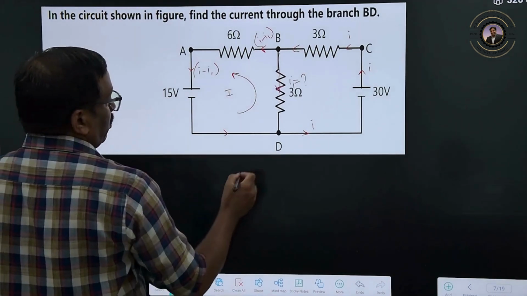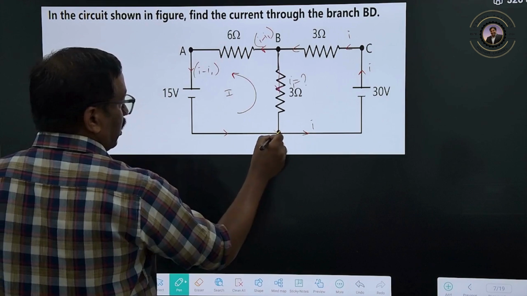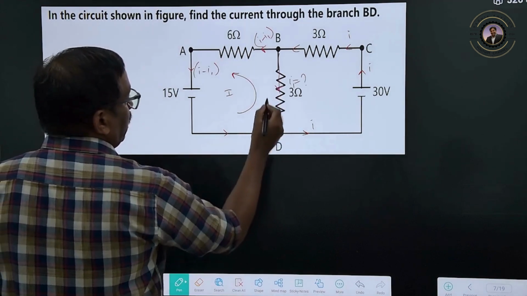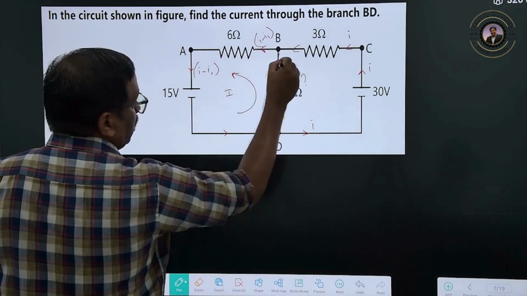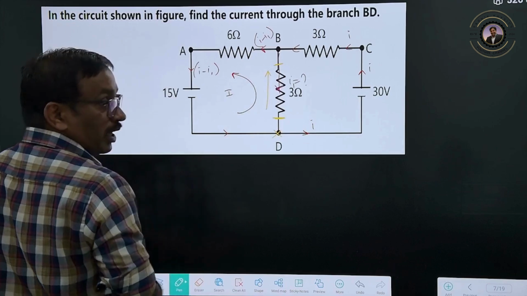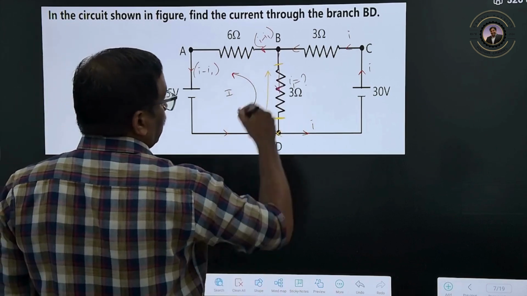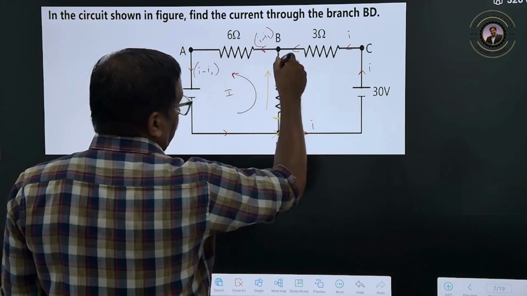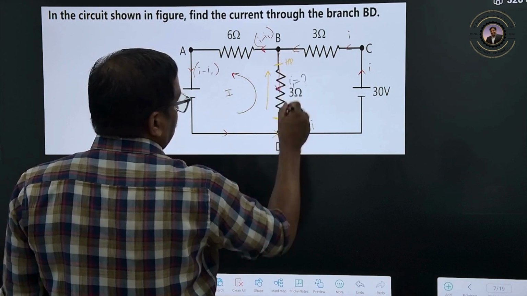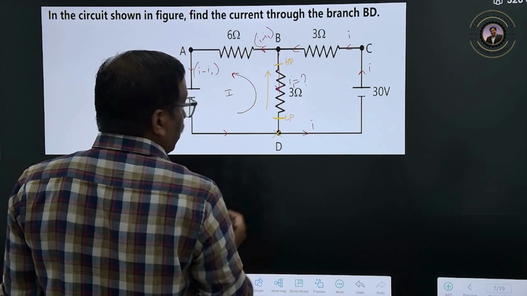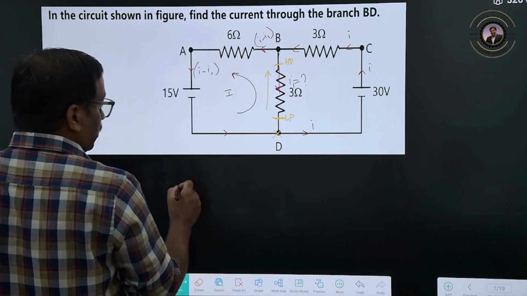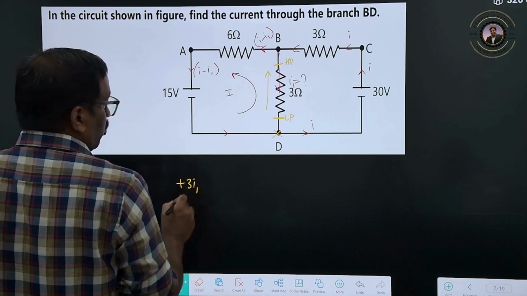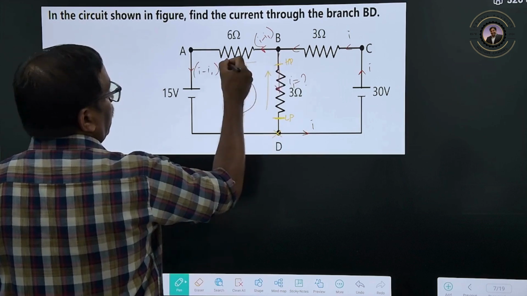What I will do now, I will start from D. So going from here to here like this. Current is coming from here to here. This is your higher potential. This side will be your lower potential. Where are you going now? You are going from lower to higher, means gaining. Gaining means how much? Plus 3I1.